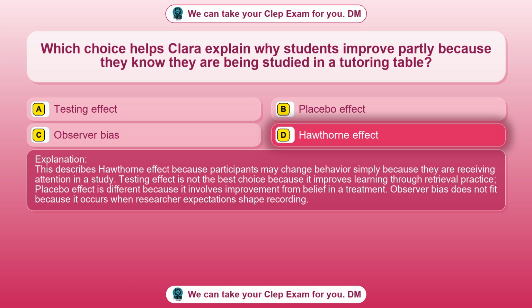This describes Hawthorne effect because participants may change behavior simply because they are receiving attention in a study. Testing effect is not the best choice because it improves learning through retrieval practice. Placebo effect is different because it involves improvement from belief in a treatment. Observer bias does not fit because it occurs when researcher expectations shape recording.